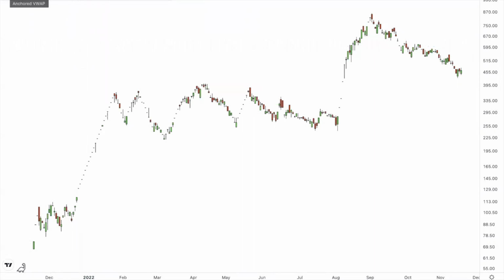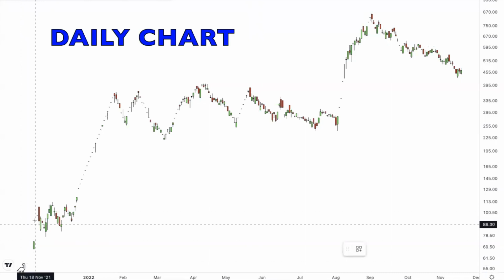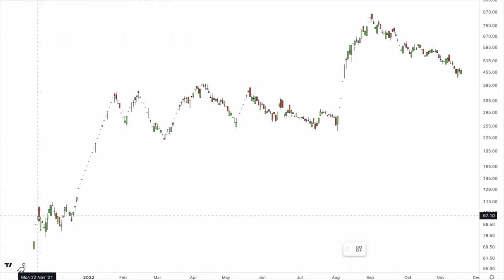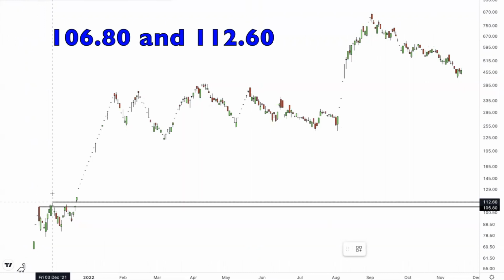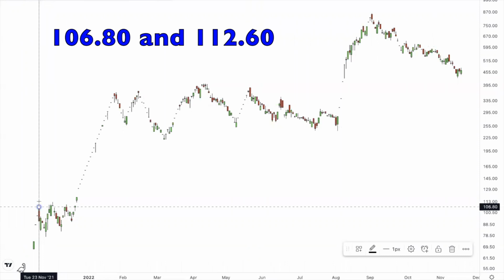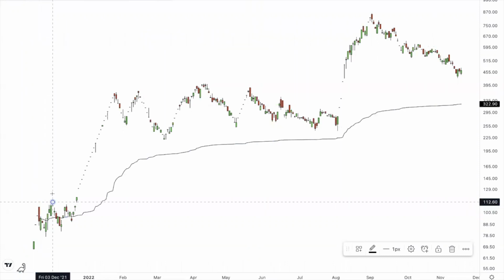So another similar concept, we will be using the Anchor VWAP tool. And this is the daily chart of the particular stock, by the way. So after using the indicator of Anchor VWAP, we'll just quickly mark the highs that particularly formed. It formed 106.80 and then it formed 112. So we'll be plotting Anchor VWAP from these two levels.